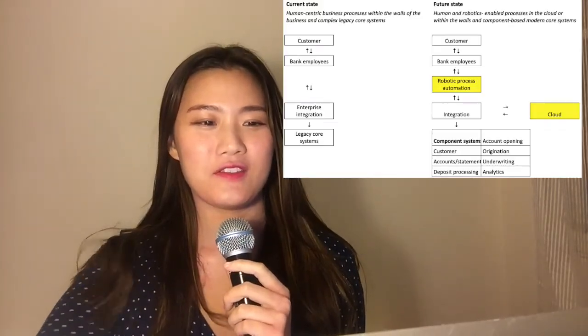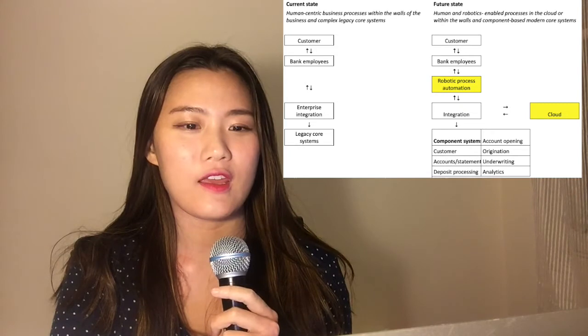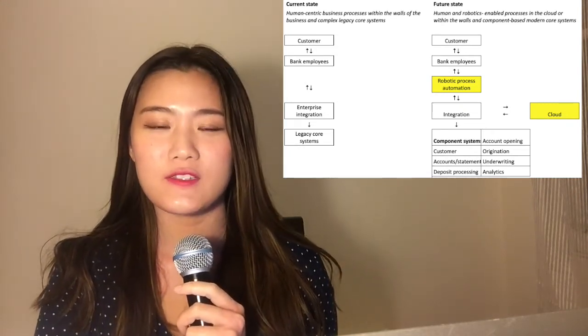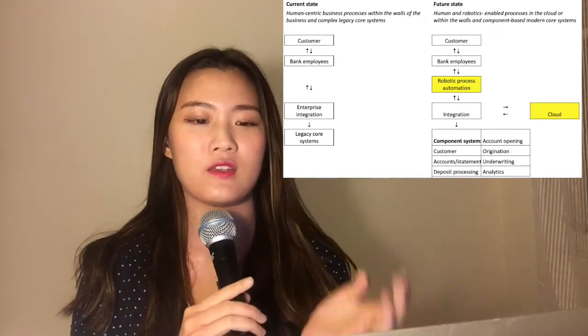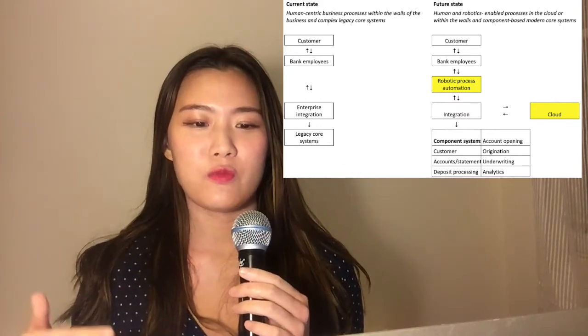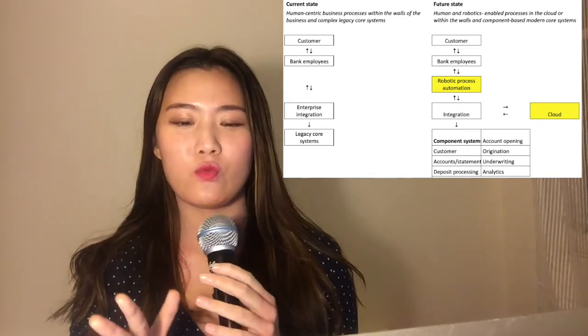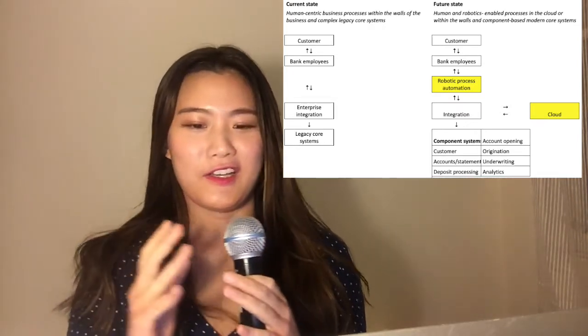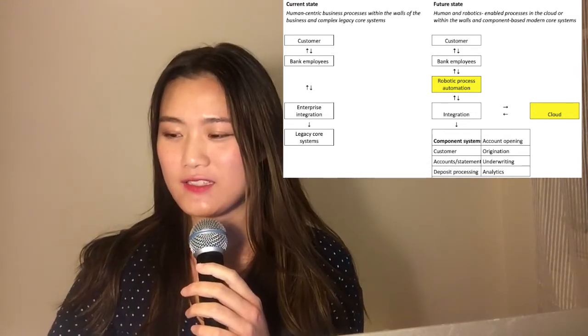Okay, so the difference between current state and future state of these bank processes will be there will be more robotic enabled processes in the future state. So in current state, when there's a process between bank employees and the enterprise integration, in the future state within that process there will be robotic process automation, and this integration would have cloud next to it. And the current state has this legacy core system, whereas, yeah, I really don't know where I'm going with this, but yeah, there's gonna be a lot of robotics.